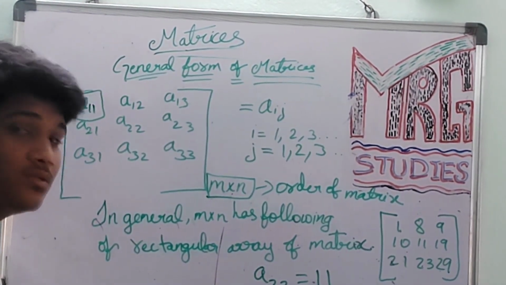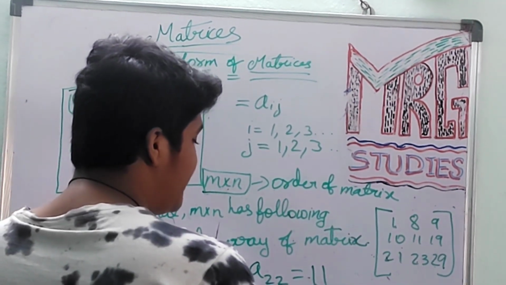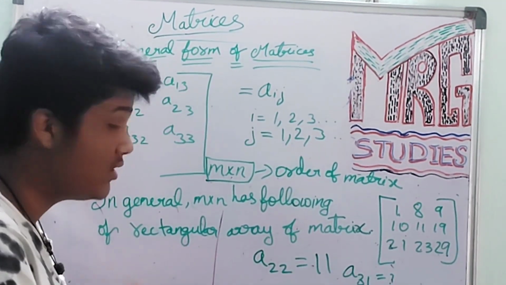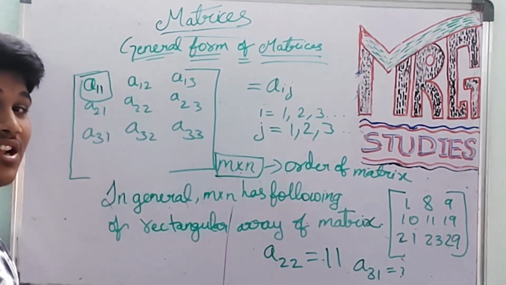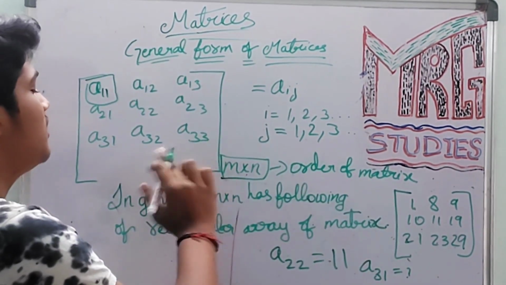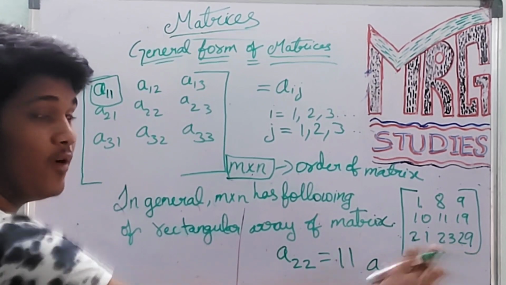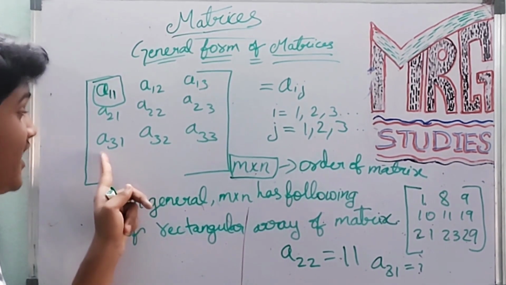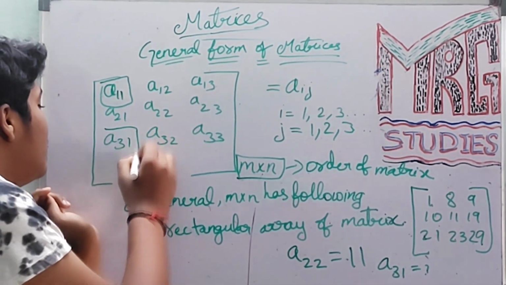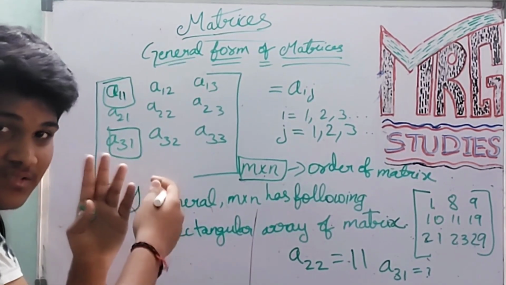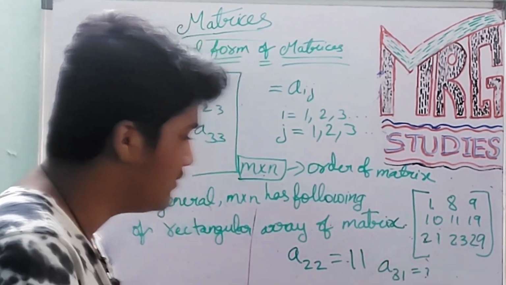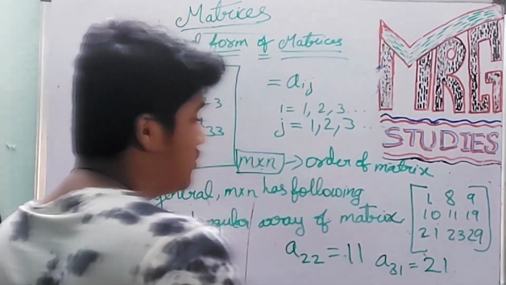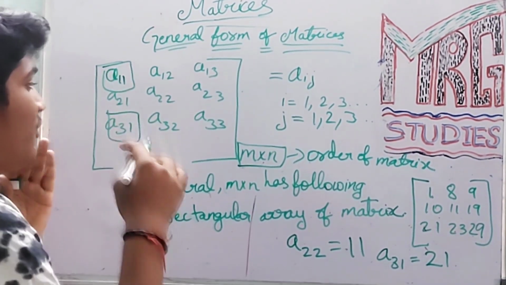See, for example, they ask what is the number placed at A31. Now A31. See friends, in A31 which number do we have? Compare both. In A31 which number do we have? See, 21, right? A31, see here, A31. This is the place where that number is placed, right? 21. So our answer for A31 is 21. So like this we will do the general form of a matrix.